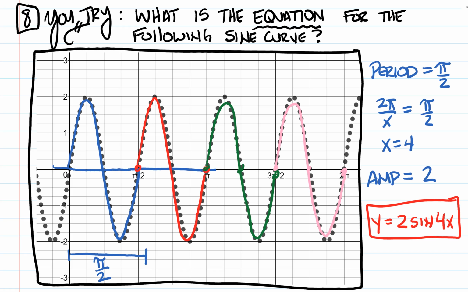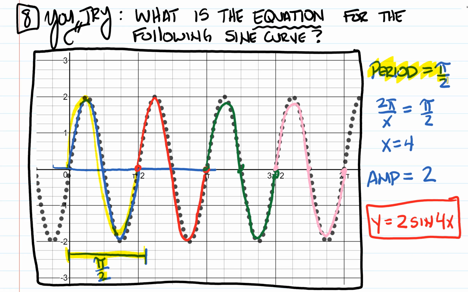Okay, here's how I solved it. I knew I needed two things. I needed the period and the amplitude. So what I did was I traced out one section, and I figured out that that is a distance of pi over 2. So I knew that the period had to be a value of pi over 2.